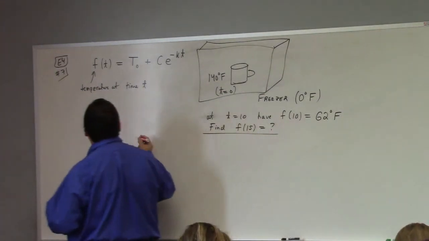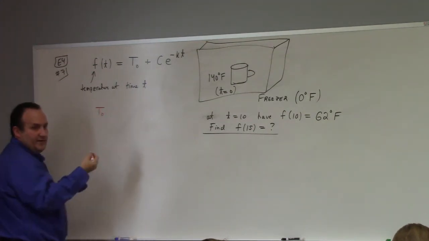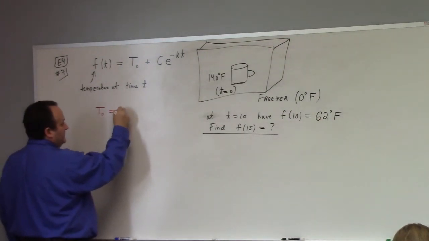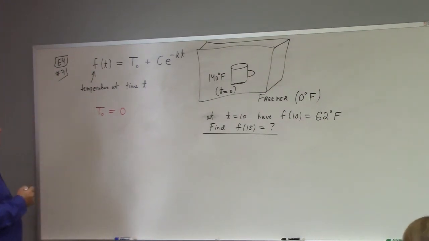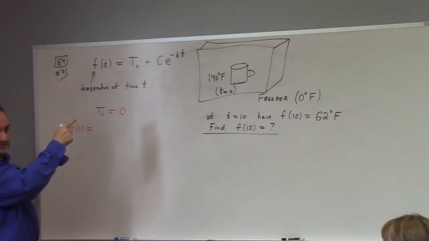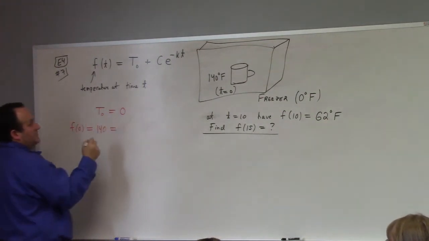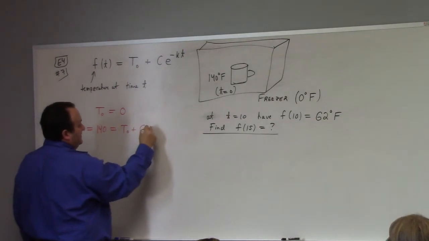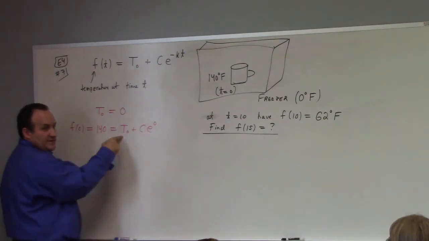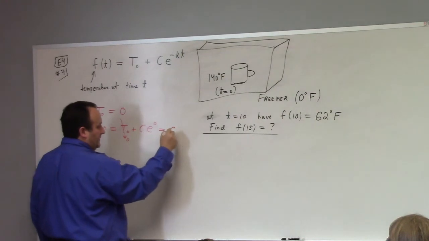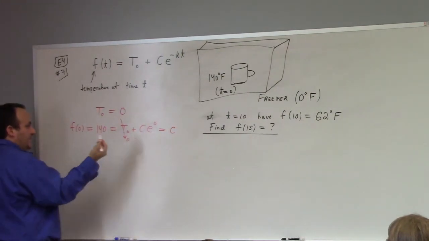So for this problem, I'm going to write my solution in red, okay? T sub 0 is the ambient temperature. In the freezer, the ambient temperature is 0 degrees, right? And C we don't know. But what we do know is that F of 0 is 140, and that's also equal to plugging 0 into the formula, which is T0 plus C times e to the 0. T0 was 0, so this is 0, and this is just C times 1, which is C. So apparently, C equals 140.